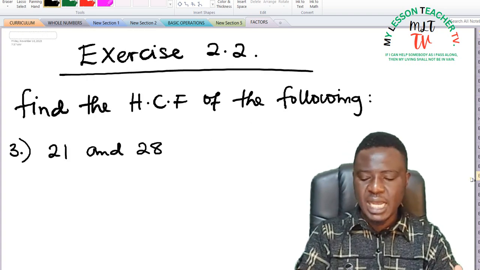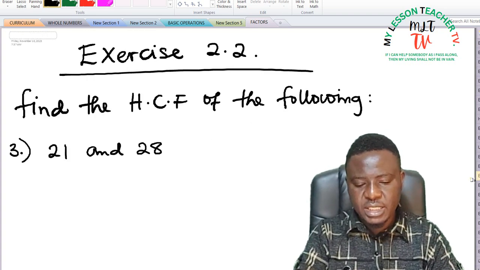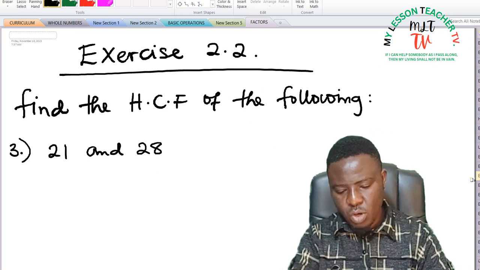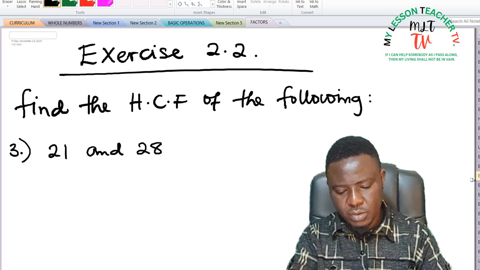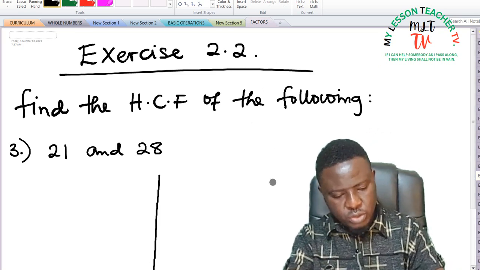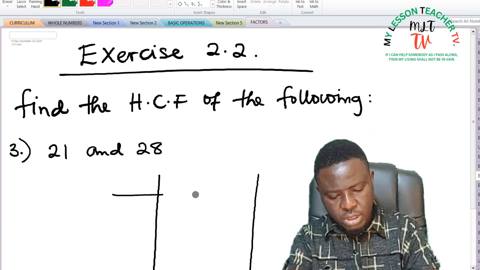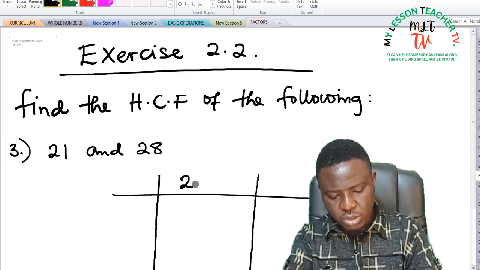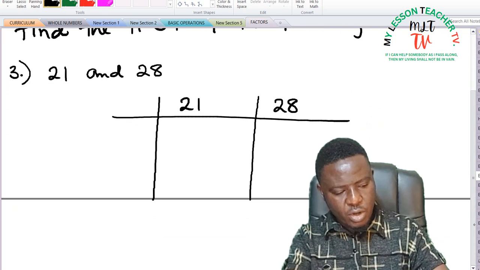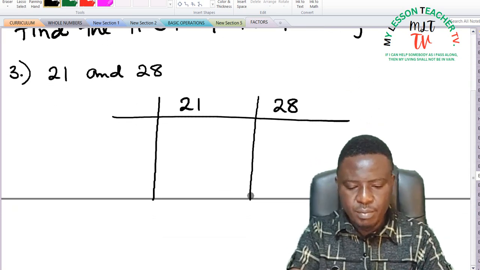Question 3 on this exercise says we should find the HCF of 21 and 28. We shall also use the prime factorization method in determining that. So this is 21 and this is 28. Look for a common factor that can divide both of them.